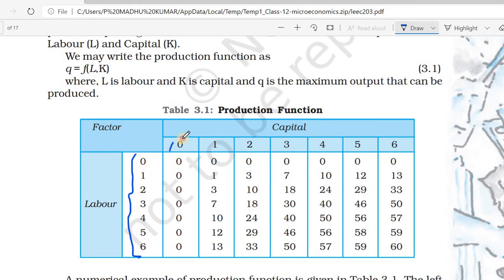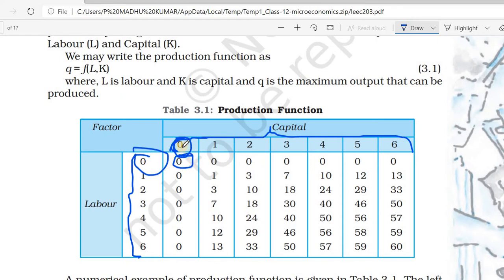And in this row you can see the capital increases, like 0, 1, 2, 3, 5, 6 like that. You can see the values. Here capital increases and here labor increases. When capital is 0, labor is also 0, and that time production is also 0.